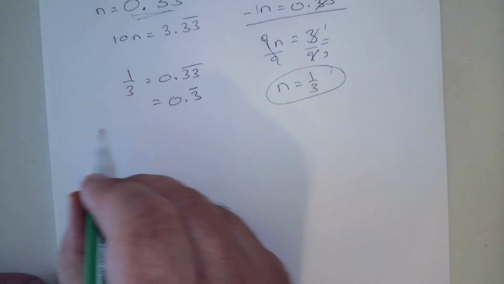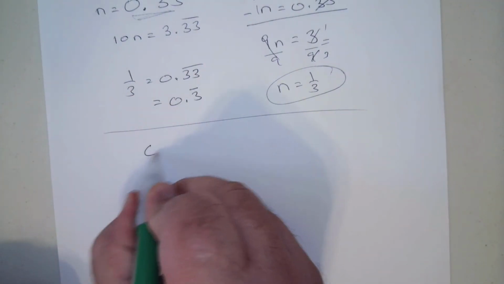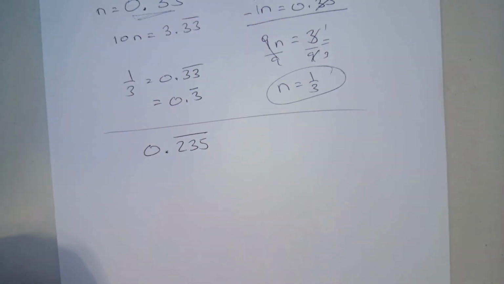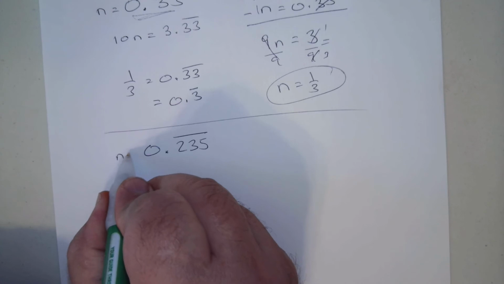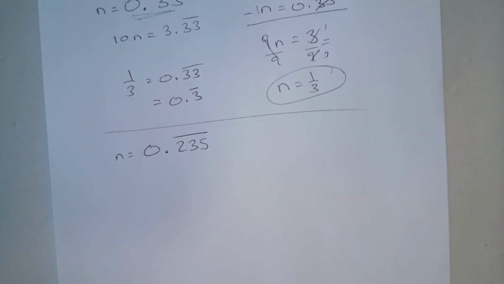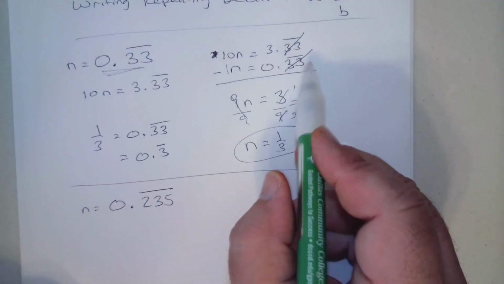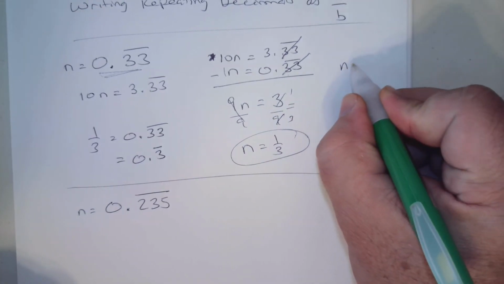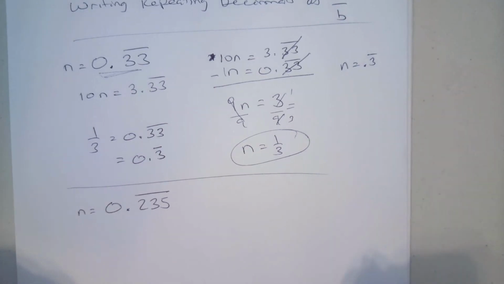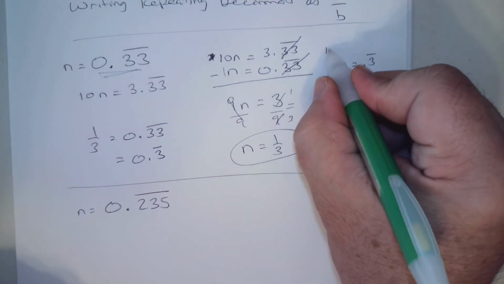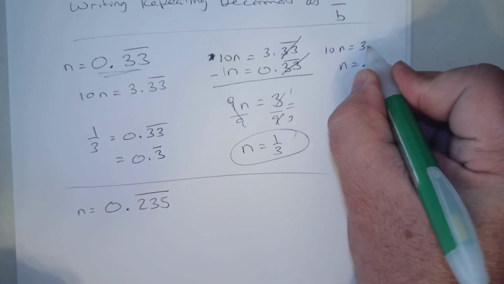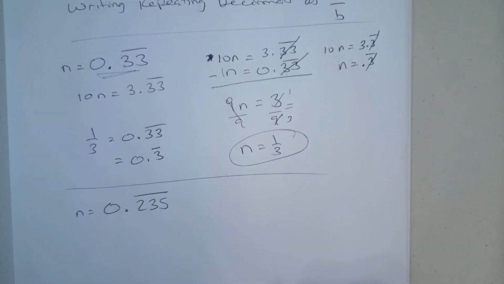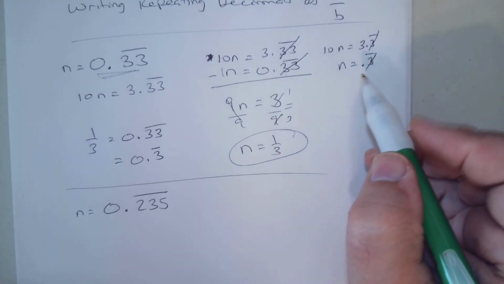Okay, let's look at another one. Let's say we had 0.235 repeating. That's my n number. Remember, like we did up here, since these are all the same numbers, I should have had n equals 0.3. So when I multiply it by 10, I'd have 3.3. That's easier to see. So since it only repeats once, I multiply by 10.